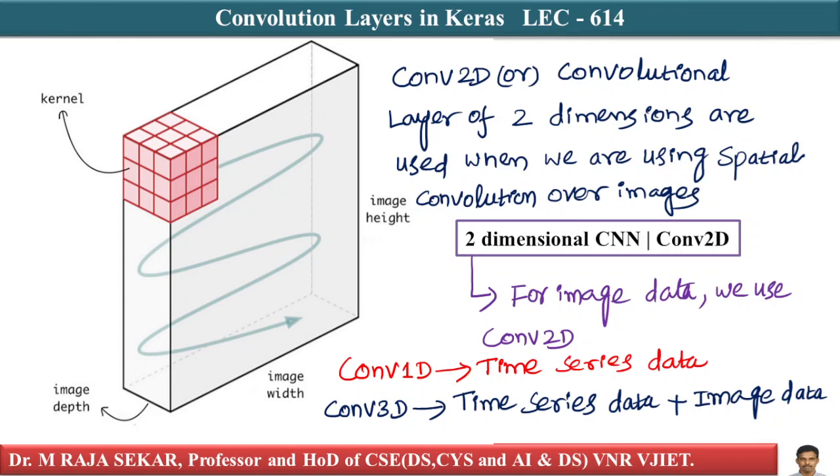We will come to Conv1D and Conv3D when the time arrives, when the context comes. Right now we will focus on Conv2D because it's a spatial convolution on images. It is spatial because we are convolving the space. This is 2D space if you observe this image. So it is called spatial convolution in images. Let's look at this first.